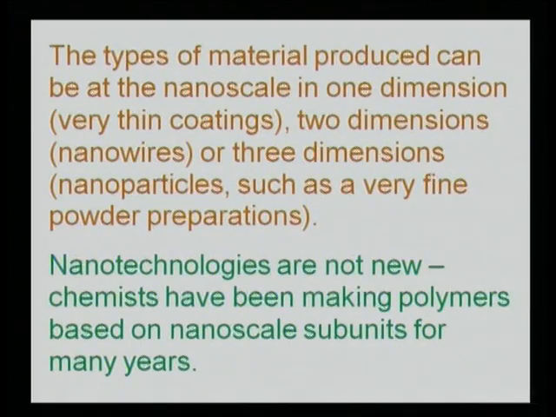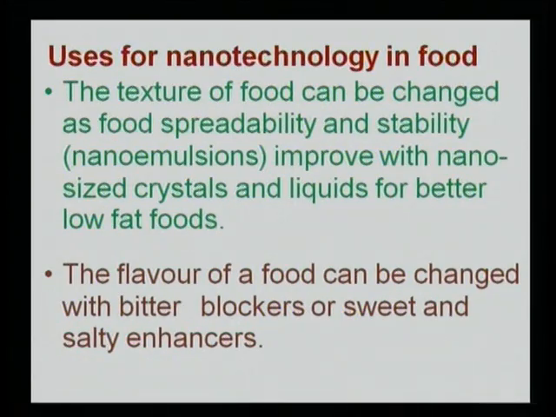The types of material produced can be at the nanoscale in 1 dimension, that is very thin coatings. If it is 2-dimensional, then it goes to produce nanowires, or even in 3 dimensions, which results in production of nanoparticles such as very fine powder preparations. So, nanotechnologies are now not new. Chemists have been making polymers based on nanoscale subunits for many years, but it has been recognized only in very recent years.